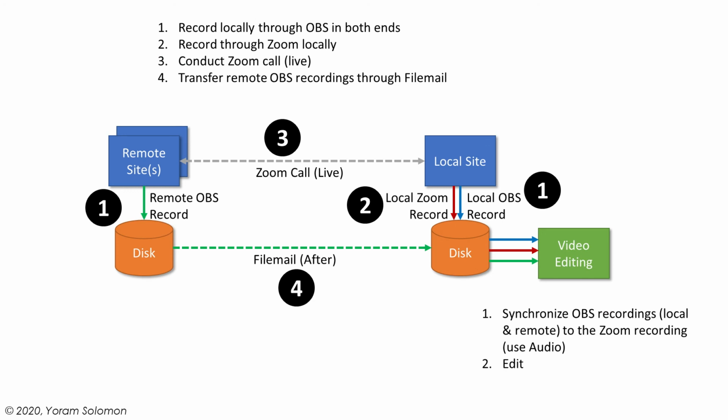So if I go back to our diagram, what you'll see is we've done step number 1. Both you and the person that you interviewed record locally through OBS. You've done step 2. You recorded the call over Zoom. You've done step 3. You conducted the Zoom call. And now what we need to do is step 4, and that is transfer the OBS recording from the person you interviewed to your own disk drive so you can start editing.